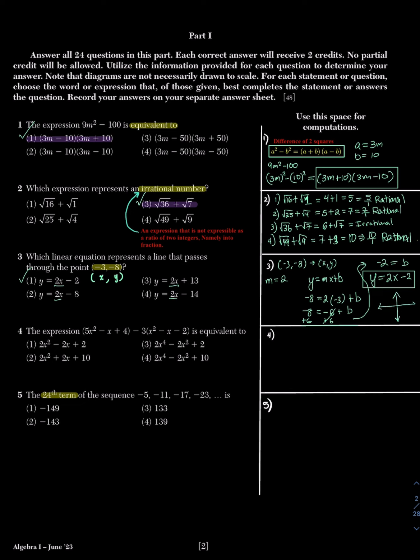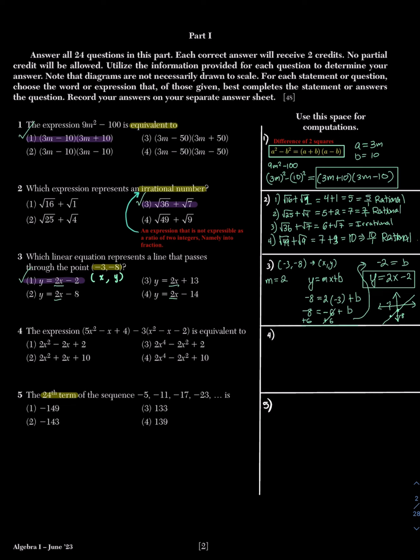So the point (-3, -8): -3 is here, and -8 is there, so that point will be right here. We need a line that passes through this point. That y-intercept here will be -2. And so the slope will once again be 2, so the equation of the line would be y equals 2x minus 2. There are multiple ways to answer question number 3. I've just shown you 2.